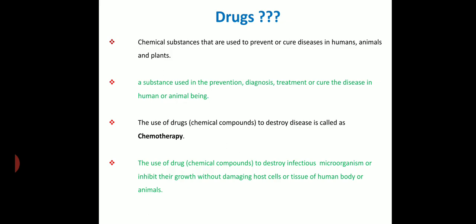So, the various definitions of these drugs: they are chemical substances used to prevent or cure disease in human beings. A substance which is used in prevention, diagnosis, treatment, or cure of disease in living things is called a drug.